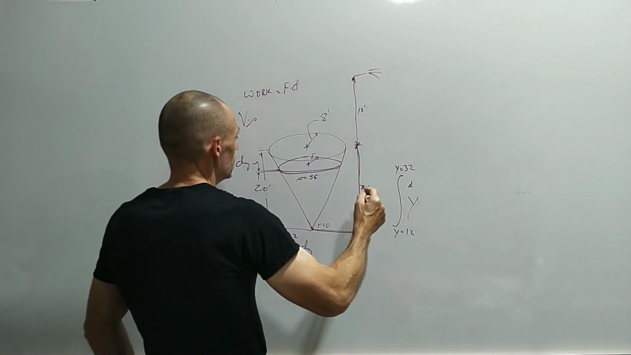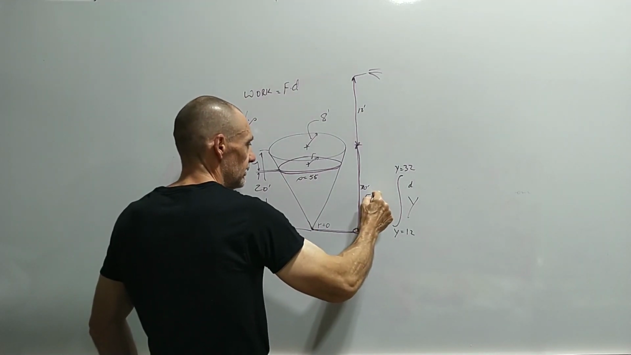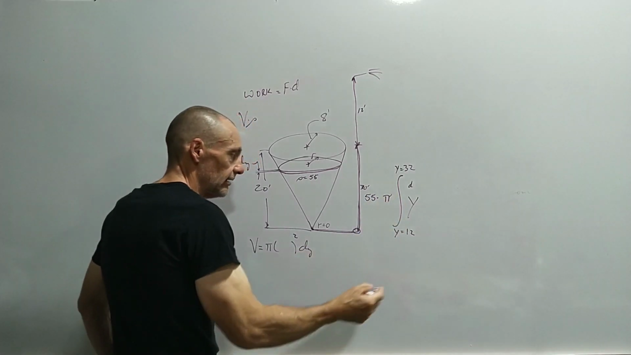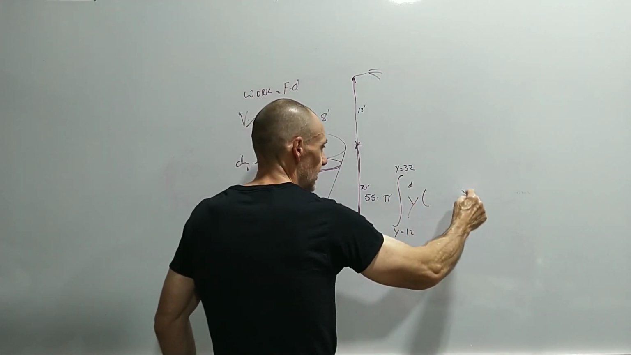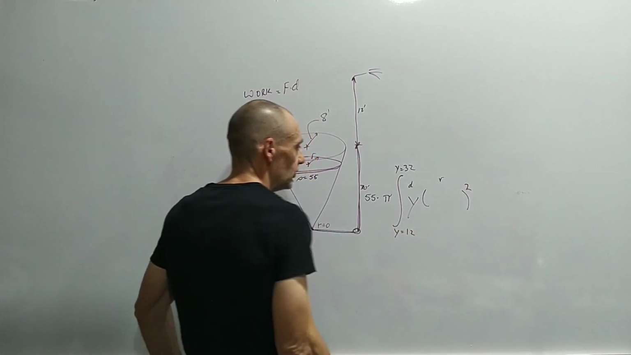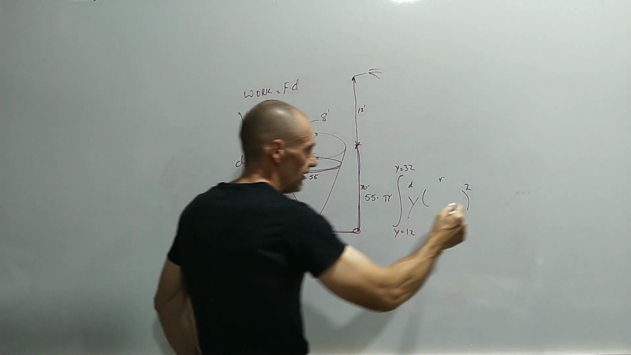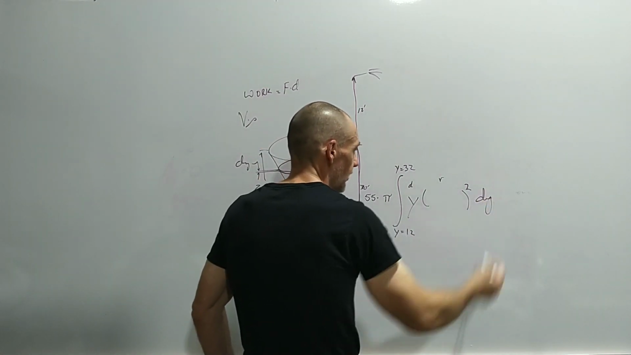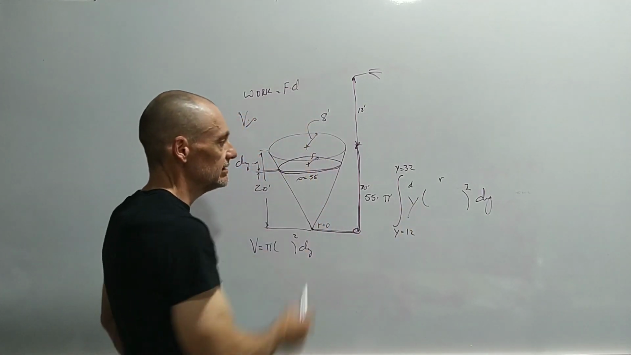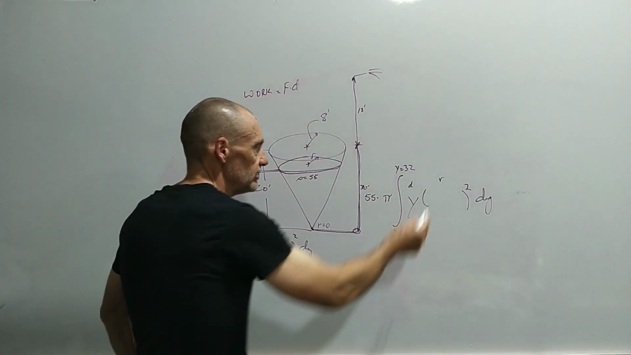So we're going to have our density here. We're going to have our pi, okay? But in here, we're going to have a function of y that represents the radius. We're going to have to square that, okay? And then we're going to multiply that by dy. So this is going to be our force term, right? This is our distance. Force times distance is work, okay? So the question is, what's the radius?